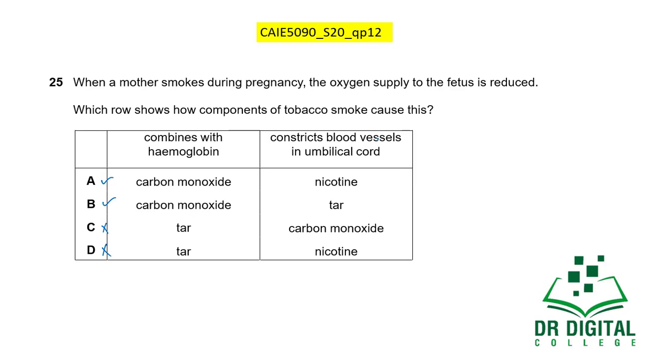Constrict the blood vessels in the umbilical cord. Tar is causing cancer. It is not causing the constriction of the blood vessels. Nicotine is vasoconstrictor. So this is correct answer. B is wrong. So answer for this question is A.